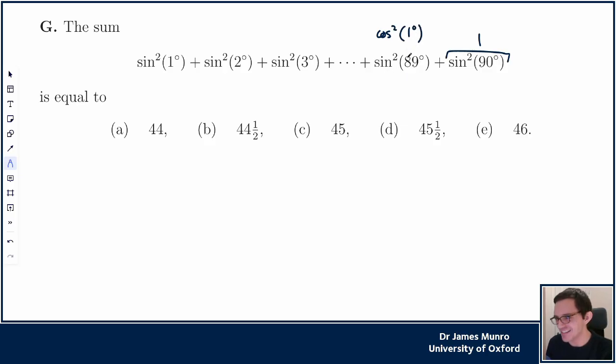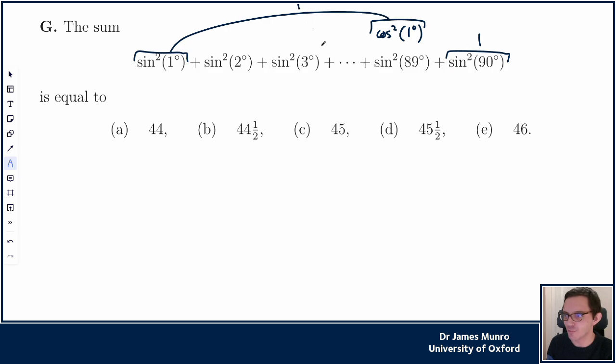And that's interesting because I have a sine squared of 1 degree and I have a cos squared of 1 degree. Those things add up to 1. So now I've got an idea that I'm going to pair up these things to make 1s, and I've got this extra 1 at the end, so maybe this turns out to be 45 or 46 if I'm careful. So let's be really careful as we go in.